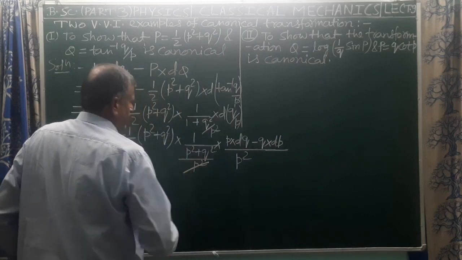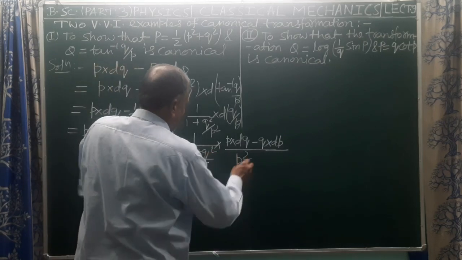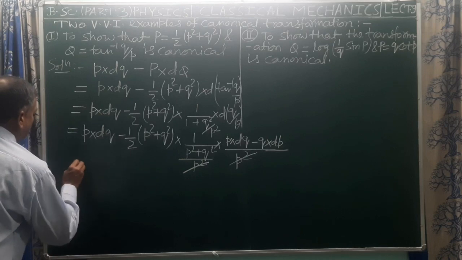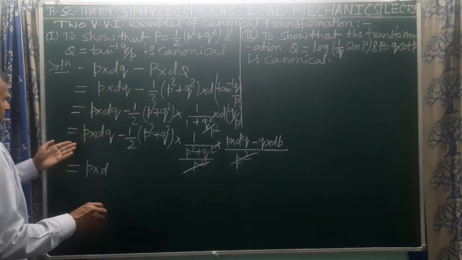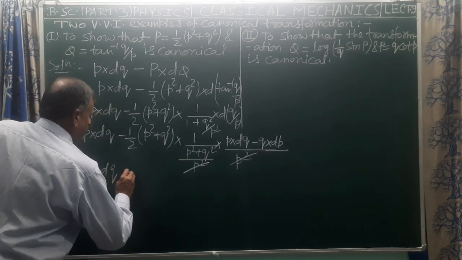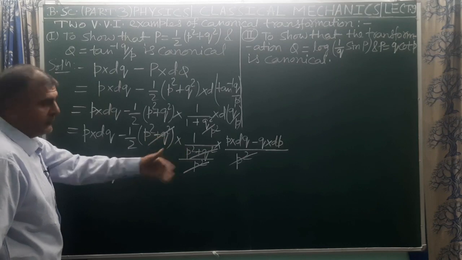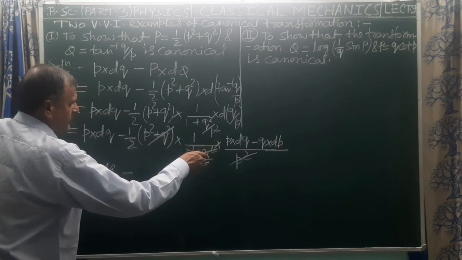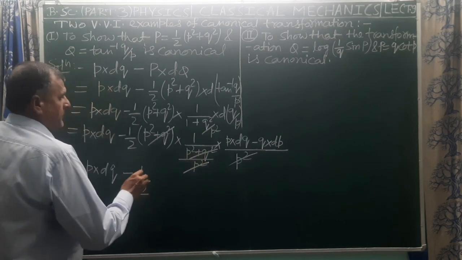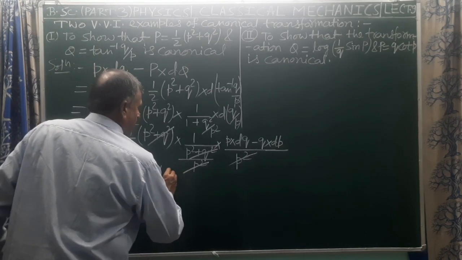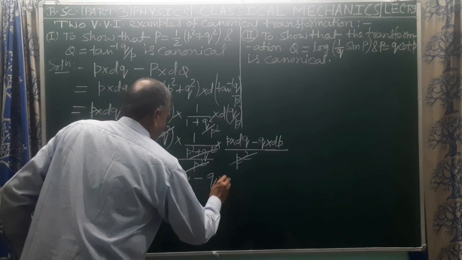Now p square in the denominator of p square plus q square upon p square will cancel out to p square, so we will be left with p into dq minus capital P into capital dq, which is p into dq minus, now p square and p square in the second term will also cancel out, so we have 1 by 2 p dq minus q dp only.